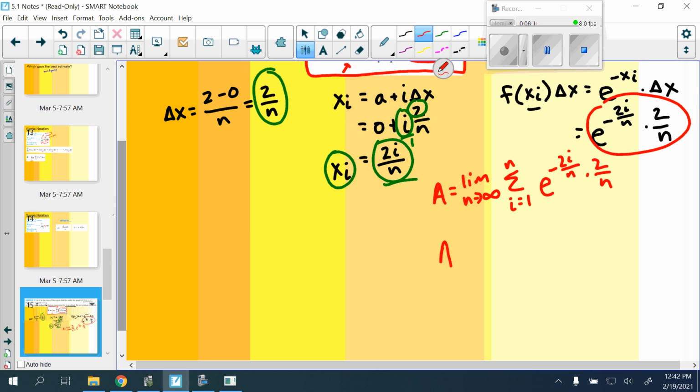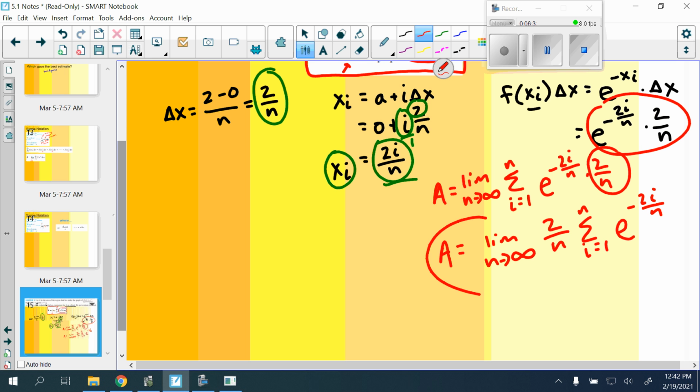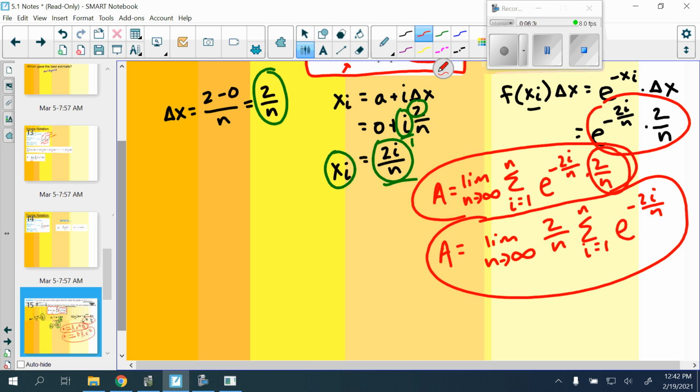Another way you could write that too, since the 2 over n is not including I, you could also think of this as the limit as n goes to infinity of 2 over n times the sum of e to the negative 2I over n. So either way of writing this would be okay. That answer is good. This answer would also be acceptable. You could see it written either way. All right, let's try another one.